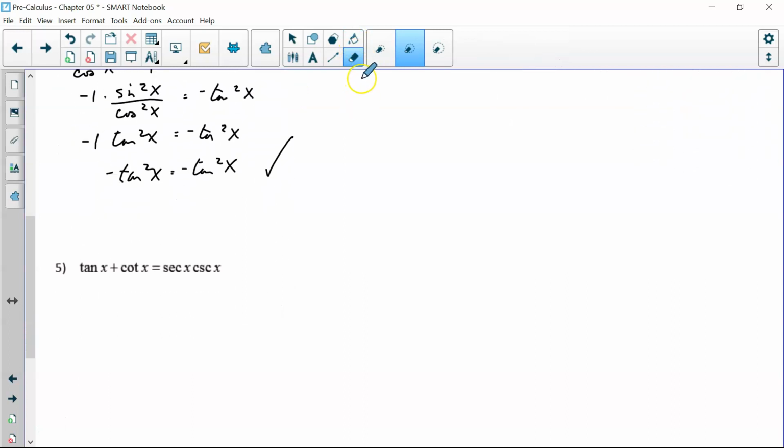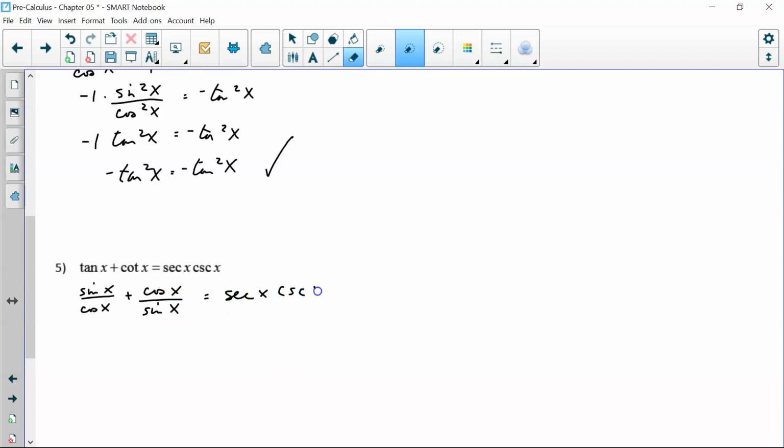Let's try another one. Tangent of x plus cotangent of x equals secant of x cosecant of x. I'm going to work on the left-hand side again. So tangent is the same as sine over cosine. The reason I'm doing that is I know that secant is 1 over the cosine, and cosecant is 1 over the sine, so I want to have sine and cosine in my answer. Cotangent is the same as cosine of x over the sine of x.